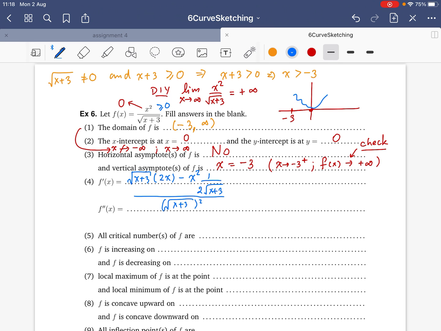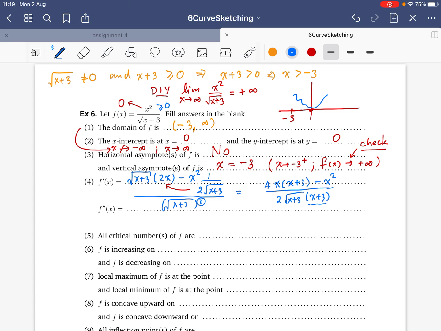All right, so you need to cross multiply a little bit. So we have 4x times x plus 3, right, because a square root multiplied by a square root becomes just x plus 3, and then minus x squared, over 2 square root of x plus 3 and then x plus 3. Because this square already takes care of that square root.